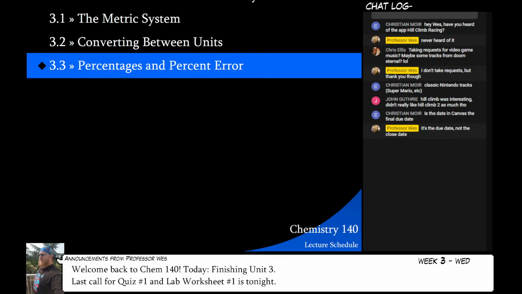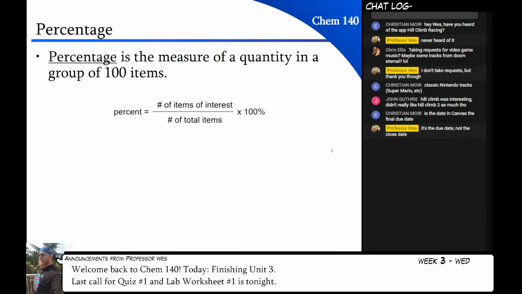And then I think I answered all the other questions in the chat there. So we're going to finish Unit 3 today. We're going to talk about percent and percent error. So let's just get this out of the way so that we can move on to Unit 4. Talk about density. What is percent?